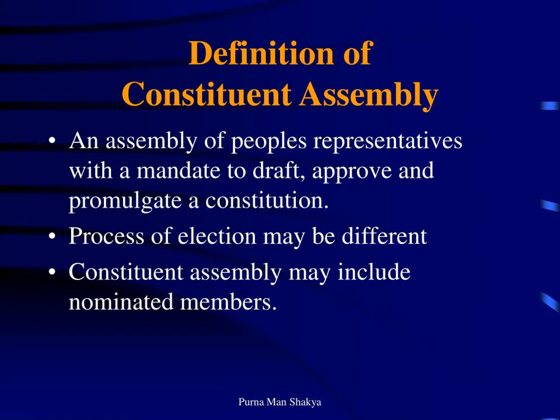Definition of Constituent Assembly: how can you define what a Constituent Assembly was? It is an assembly of people's representatives with a mandate to draft, approve and promulgate a constitution. The process of election of a Constituent Assembly may differ. Some were elected through proportional representation, some were nominated. Different methods may have been adopted, but it included all sections of society at that time.